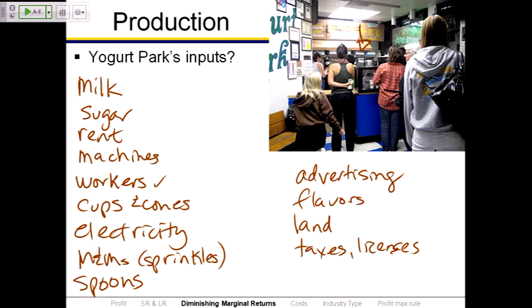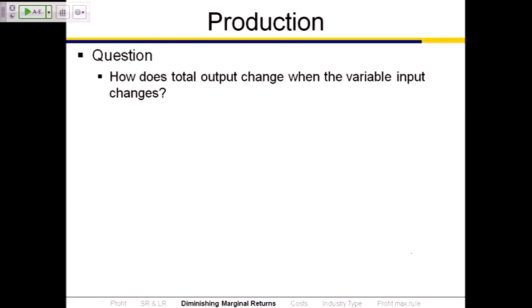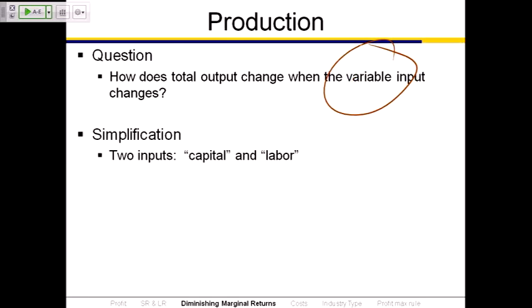So we got this list of things that are inputs into the production of frozen yogurt. When we think about production, the question we're going to ask is how does the total output change when the variable input changes. We're going to simplify by saying there are two inputs. So we just came up with a list of about 14 inputs. We're going to simplify and say there's only two: capital and labor. The capital is what we're going to call the fixed input, and the labor is a variable input.